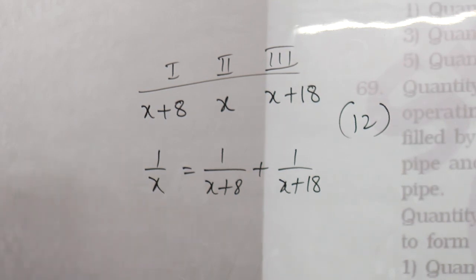Quantity 2, find the number of ways in which 5 different beads can be arranged to form a necklace. In how many ways can you arrange them? 5 factorial ways. Quantity 2 will be definitely more than quantity 1.